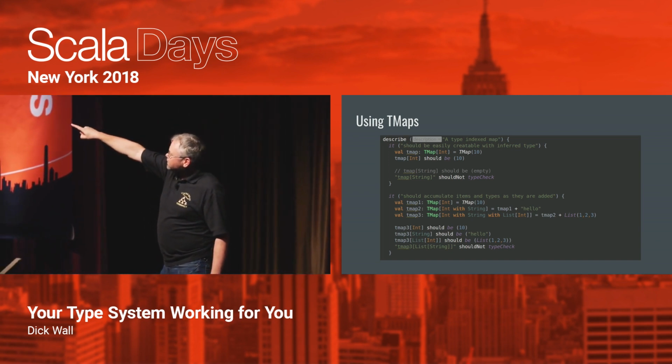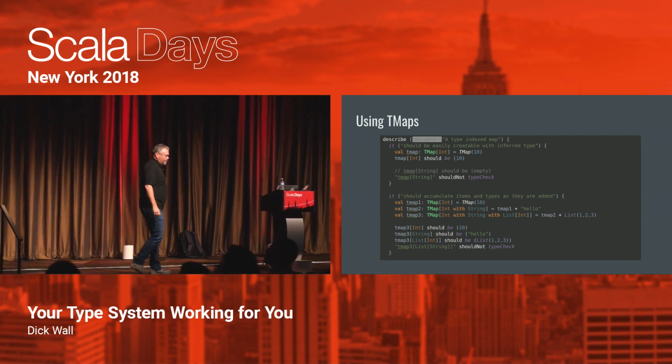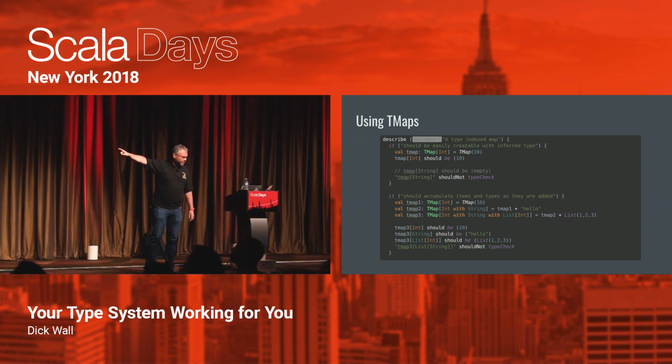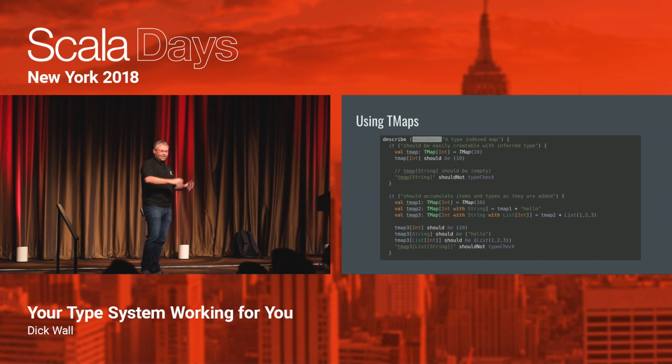Particularly look at the middle one. We start with a TMap that is just a TMap of int, okay? And then we can add a string to it. We just do tmap1 plus hello. The type at that point is now intersected.